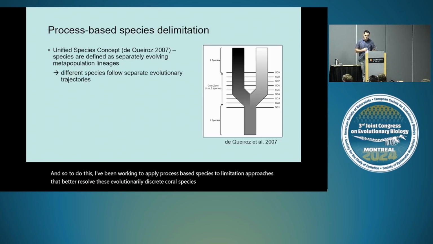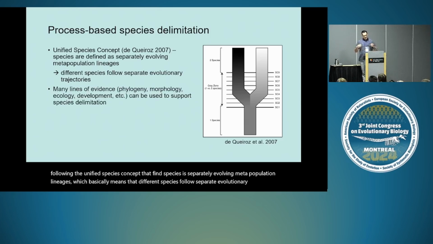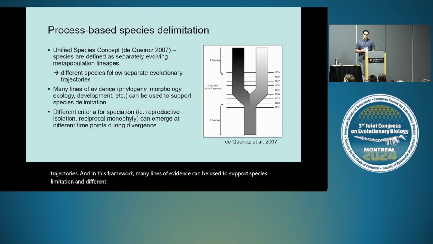And in doing this, we're following the unified species concept that defines species as separately evolving metapopulation lineages, which basically means that different species follow separate evolutionary trajectories. And in this framework, many lines of evidence can be used to support species delimitation, and different criteria for speciation, such as complete reproductive isolation and reciprocal monophyly, can emerge at different time points during divergence.